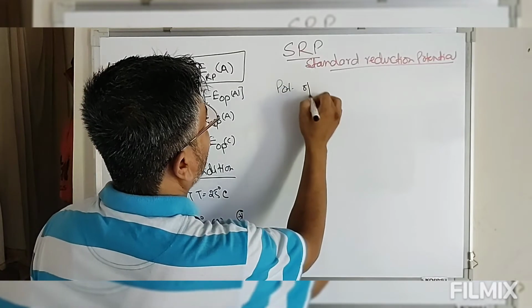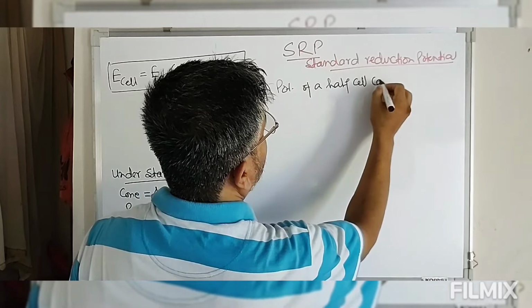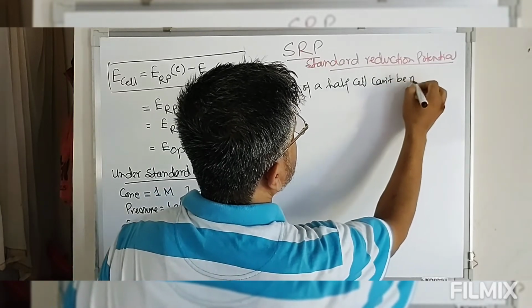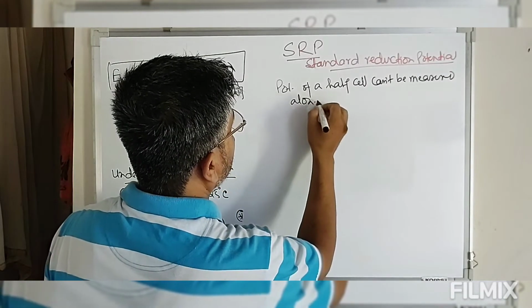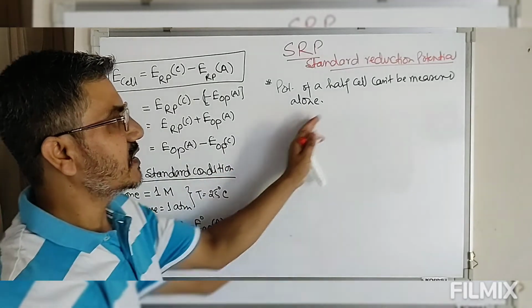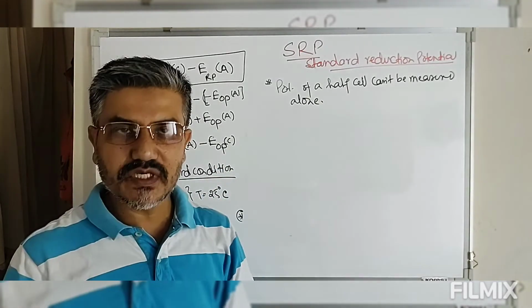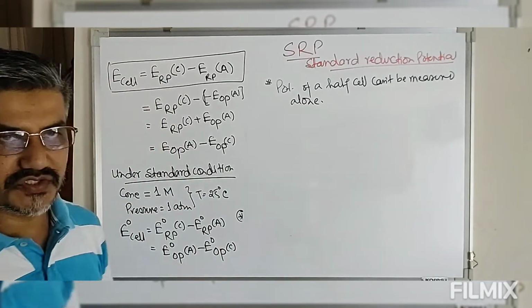The potential of a half cell cannot be measured alone. So please keep this in mind. The potential of a half cell cannot be measured alone. Always we have to develop a cell. From this cell we have to define the cell potential.